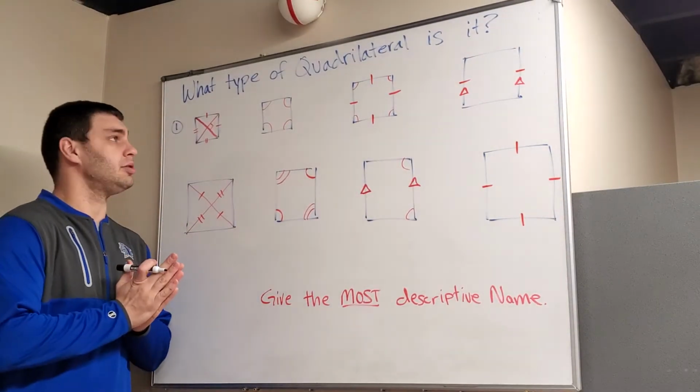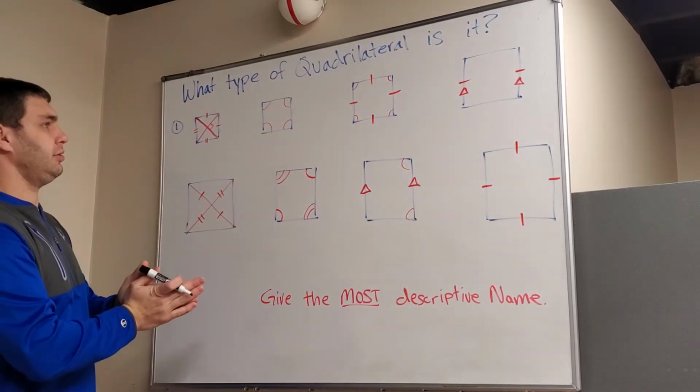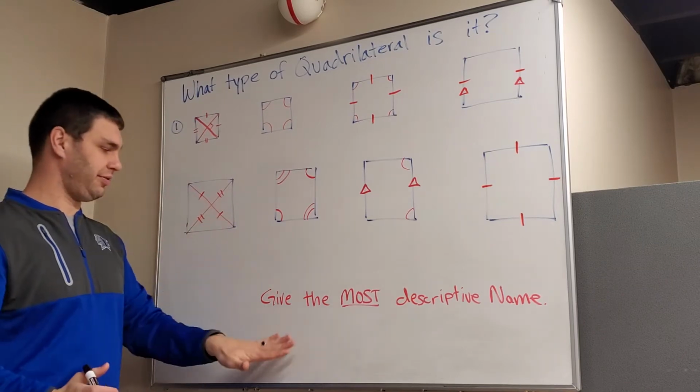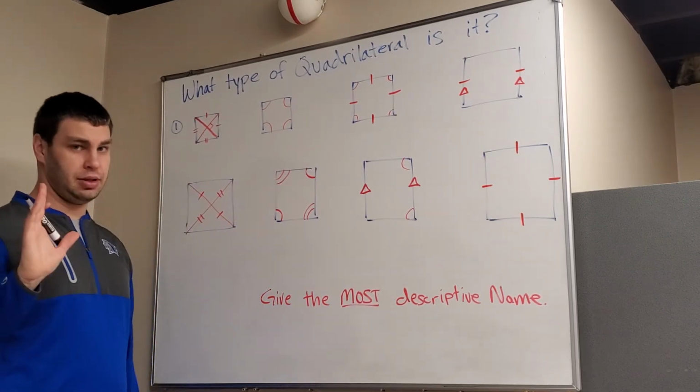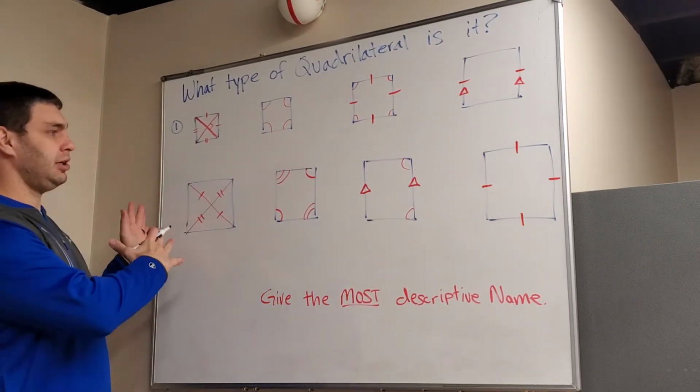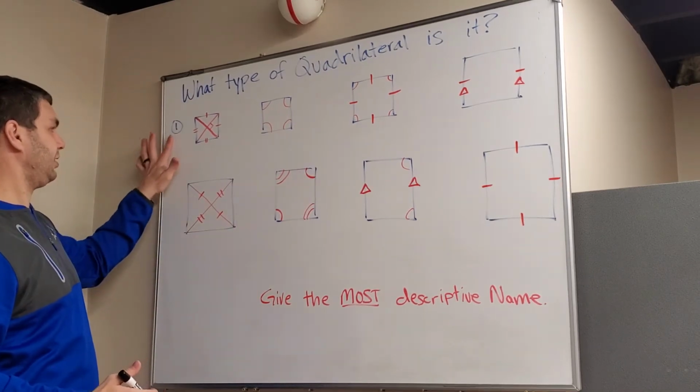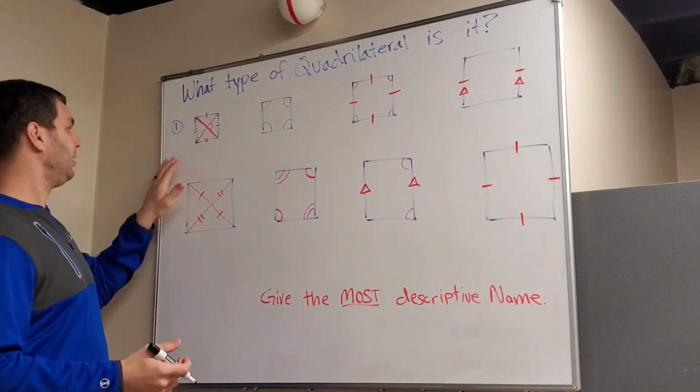Right, in this video we're going to look at these quadrilaterals and decide what type each one is. We want to give the most descriptive name we can. So let's check these 8 problems out. I guess I just called this number 1. I didn't number the rest, but these are 8 of them.